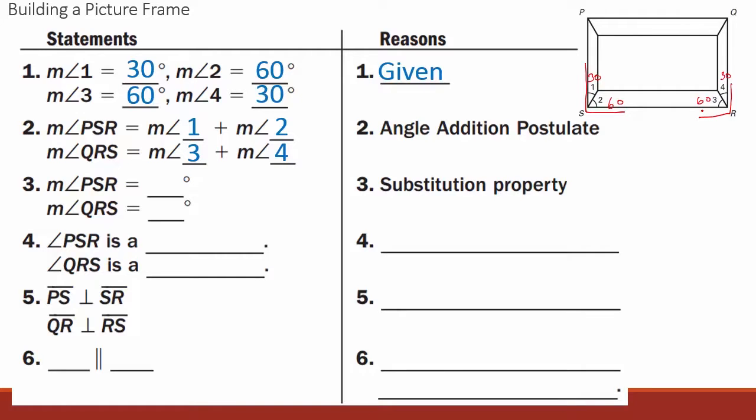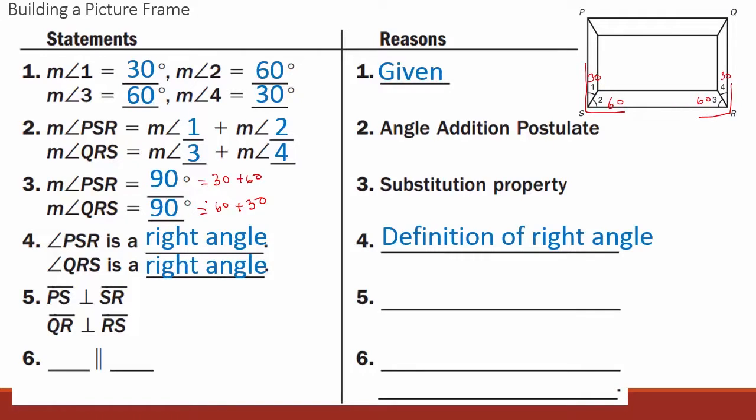When we simplify, 30 plus 60 gives me 90 degrees, and 60 plus 30 gives me 90 degrees. So the measure of angle PSR is 90 degrees, and the measure of angle QRS is 90 degrees. That's using the substitution property and simplifying the measures. Because we know that 90 degrees means that the angles are right angles, we can say that angle PSR is a right angle, and we can also say that angle QRS is a right angle, and that's using the definition of a right angle.